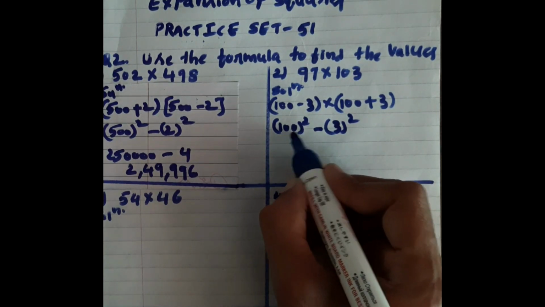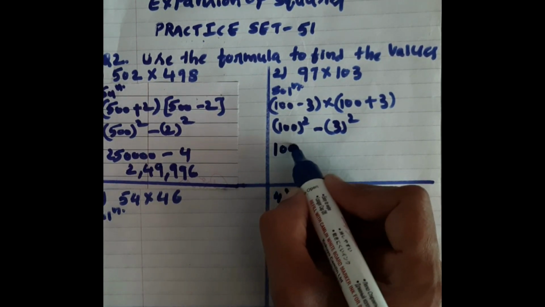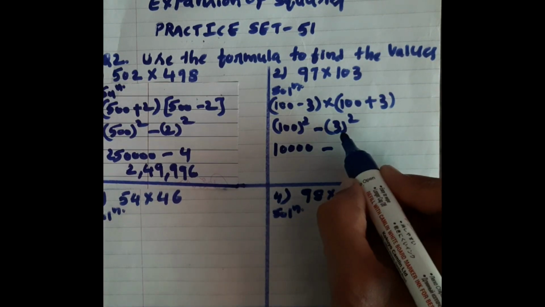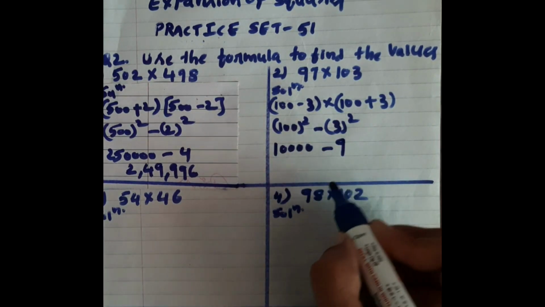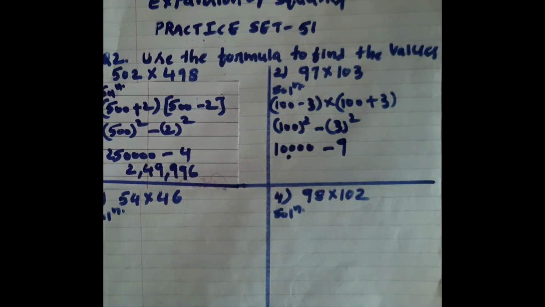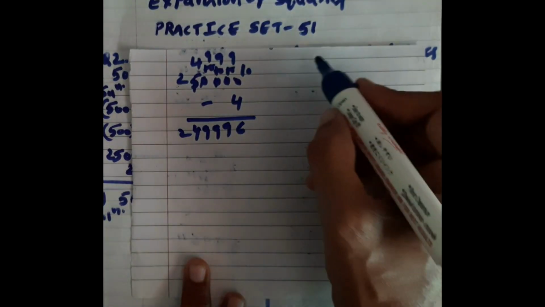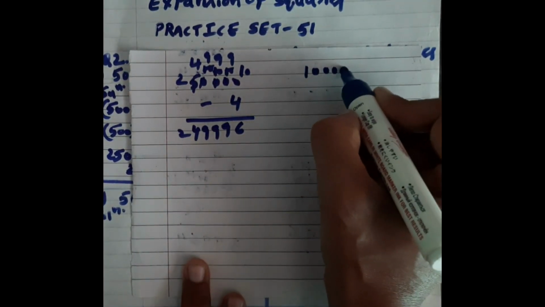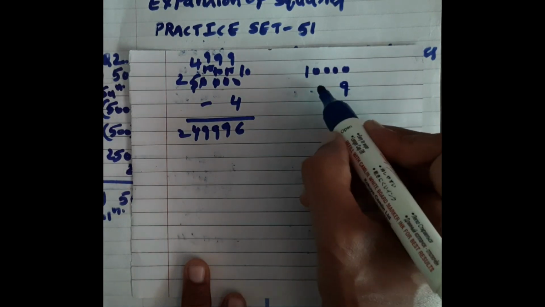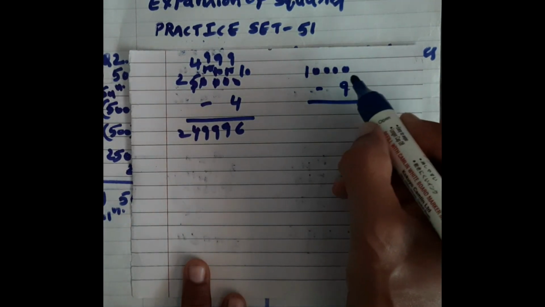100 into 100, 2 zeros are there, so 4 zeros we will get when we are multiplying that time. 3 3s are 9. So 10,000 we will subtract with 9. Minus we will put.